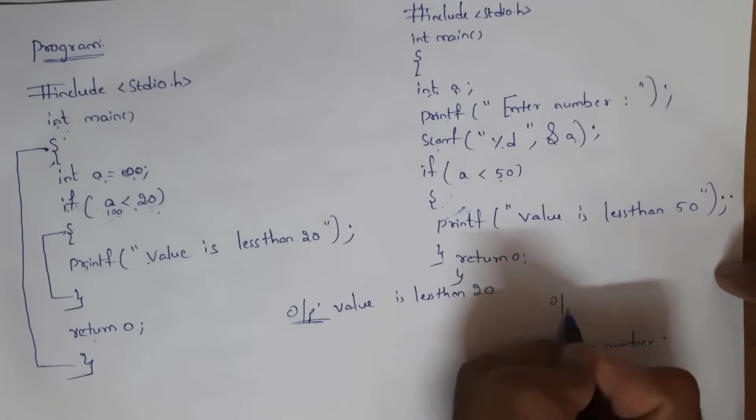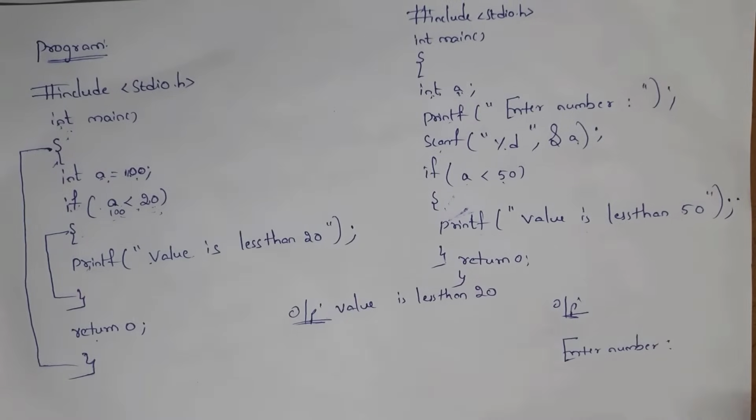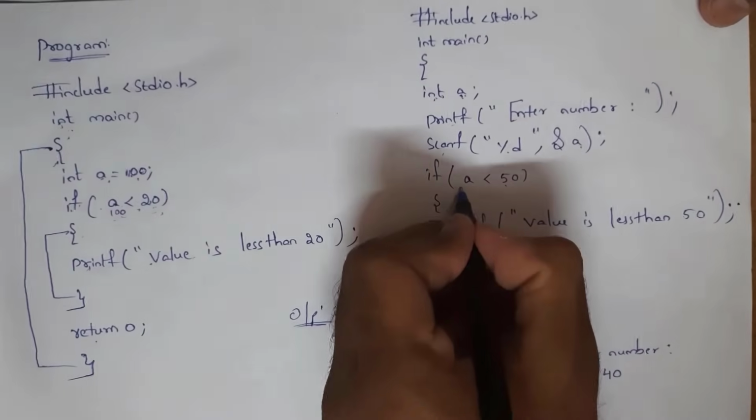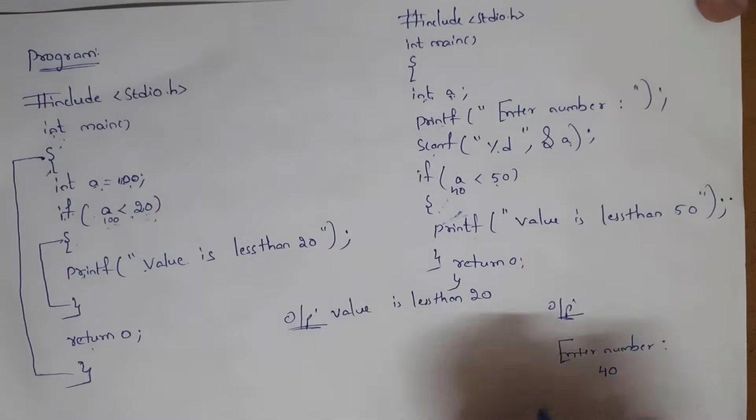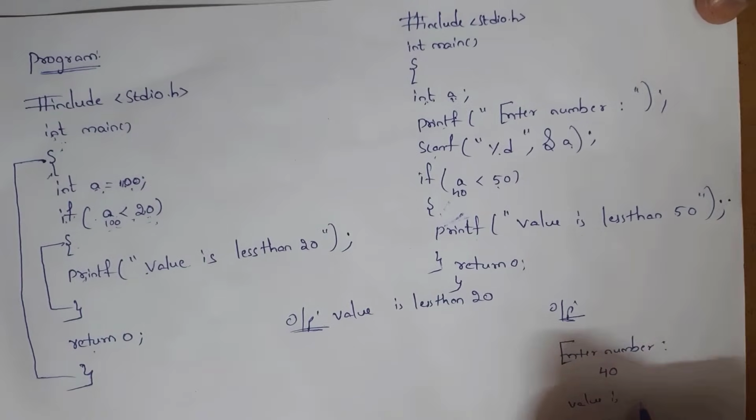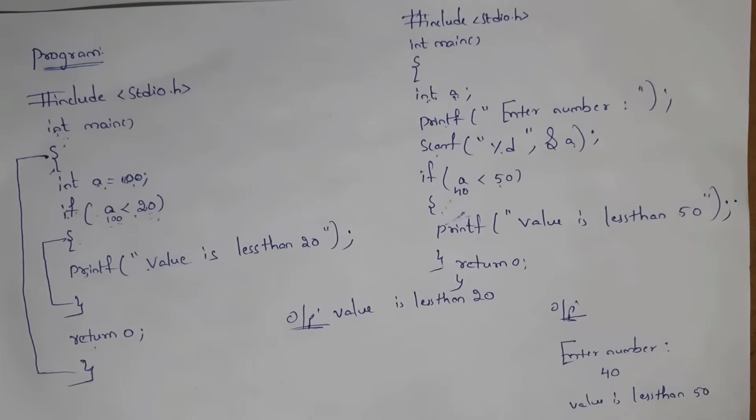So after executing the program, I can see enter number. I will enter the number 40. 40 is less than 50, so this condition is true and I will get the output: value is less than 50. This is the use of scanf. I can enter a value after executing a program by using scanf.